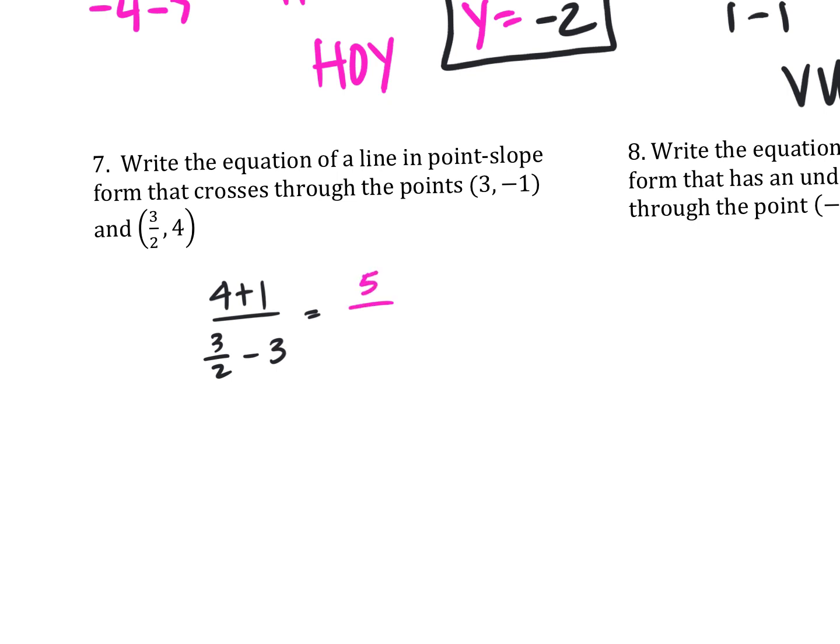5. 3 halves minus 3 is the same as 1.5 minus 3. Yeah, so it's negative 1.5. I'm going to say that as negative 3 halves because we're getting good about fractions without a calculator. 5 divided by negative 3 halves is the same as 5 times negative 2/3. Multiply straight across. Negative 10/3 is my slope.